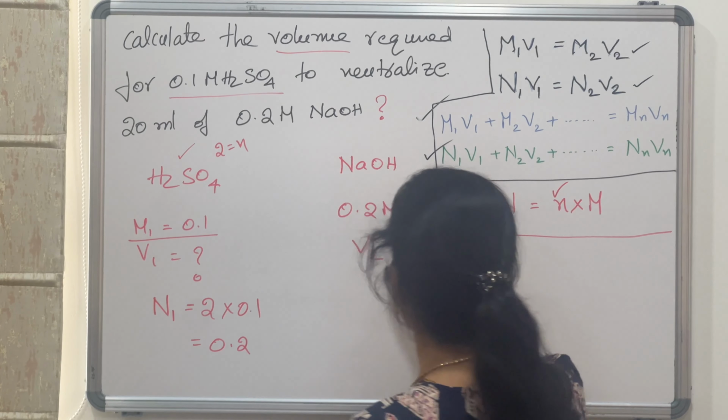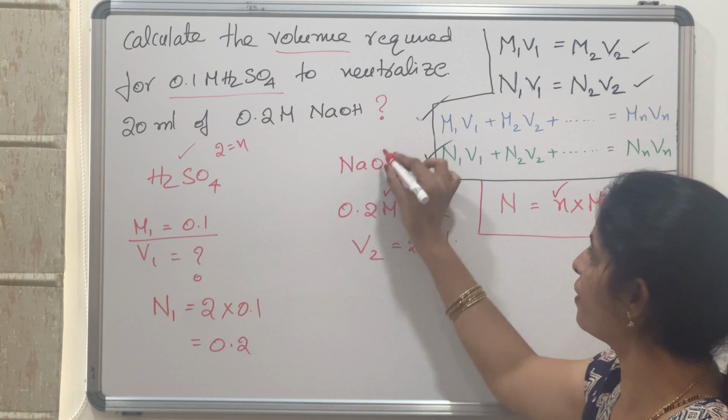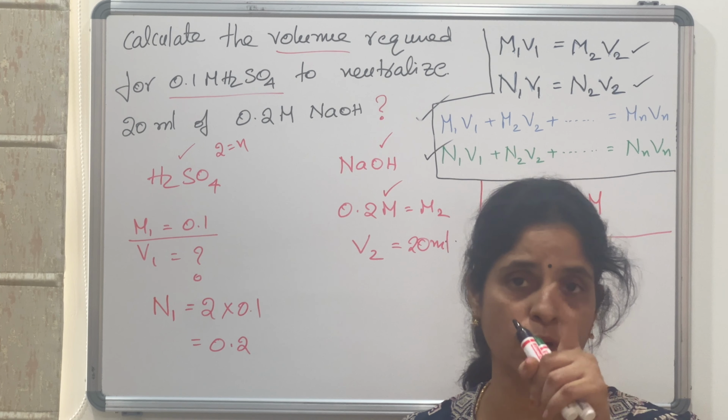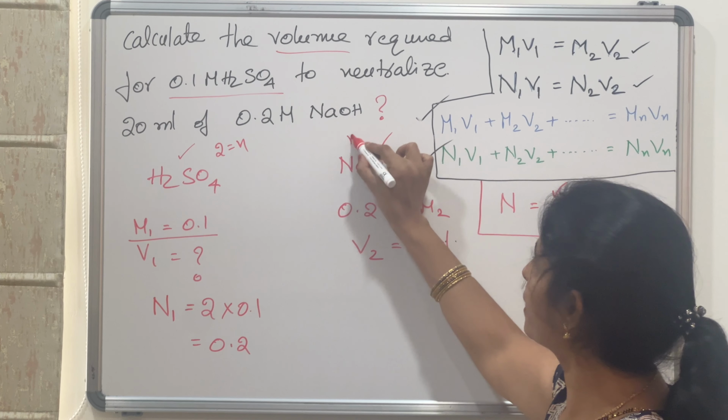And similarly here also you convert this into normality. For NaOH, how many replaceable OH minus ions are there? Only 1. So what is the n factor for NaOH?